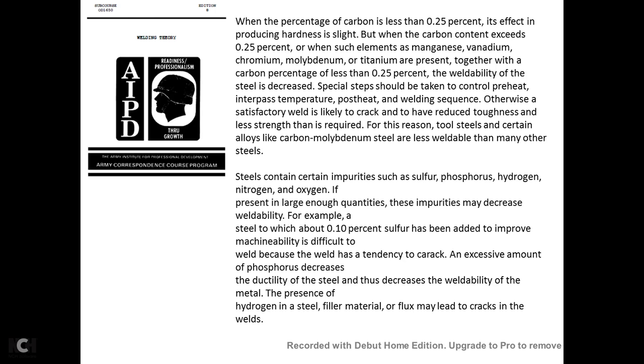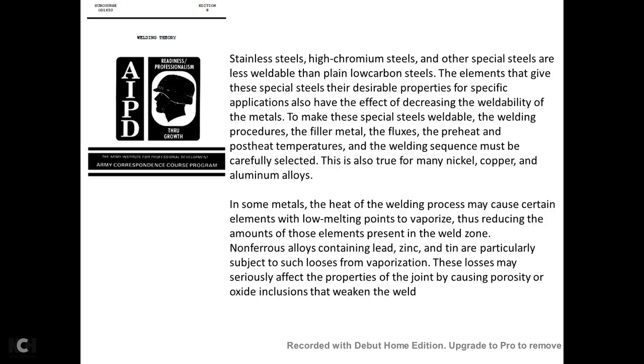For example, steel to which about 0.1% sulfur has been added to improve machinability is difficult to weld because the weld has a tendency to crack. An excessive amount of phosphorus decreases the ductility of the steel and the weldability of the metal. In the presence of hydrogen, steel, filler metal, and flux may lead to cracks in the weld.